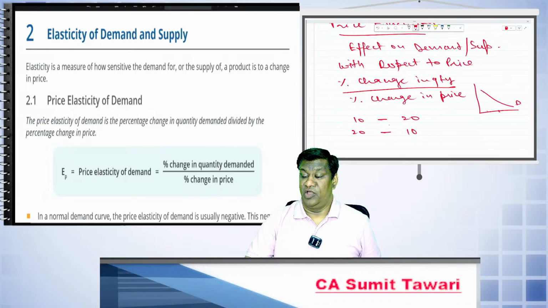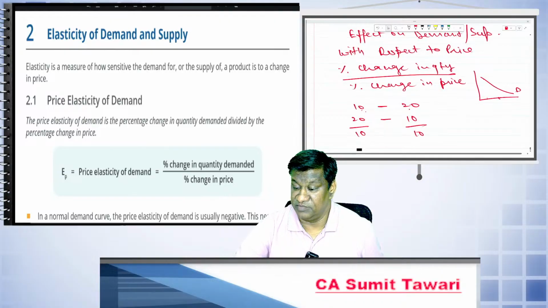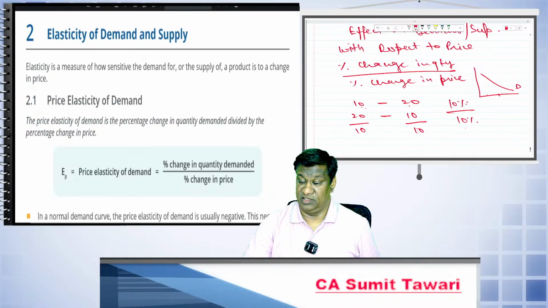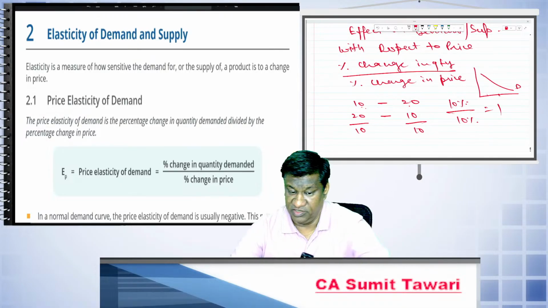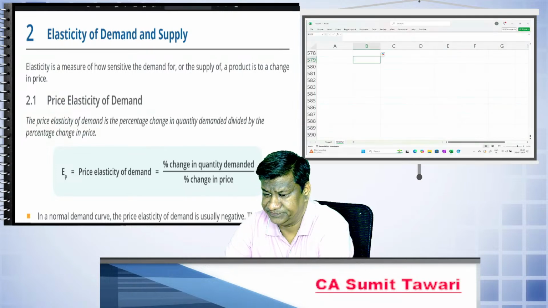Okay, so now the issue is, at 10 rupees I can buy 20 quantity. So if you see, the change in quantity is 10 and the change in price is again 10. So it is a 10% price increase, and there is a 10% decrease. So it is basically the one. Okay, that ratio could be different. We can calculate in Excel.